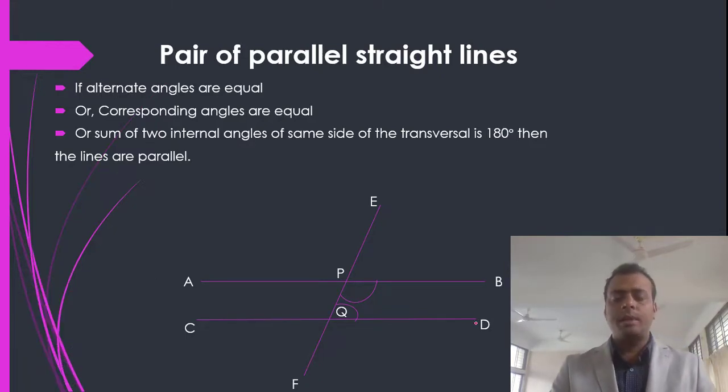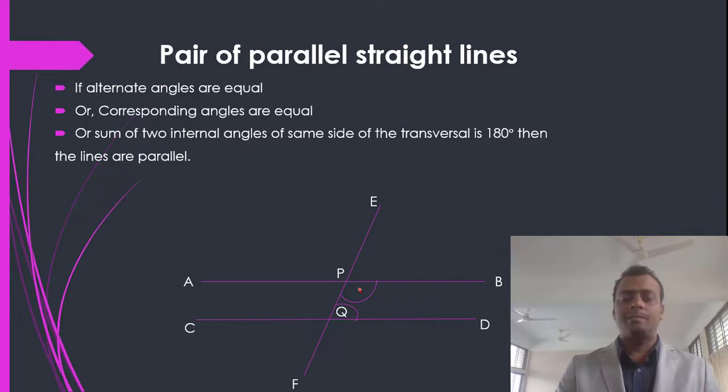Now suppose you have taken two angles BPQ and DQP. They both are on the same side of the transversal EF. Now, if the sum of these two angles is 180°, that is BPQ and DQP are supplementary angles to each other, then you can say that AB and CD are parallel.